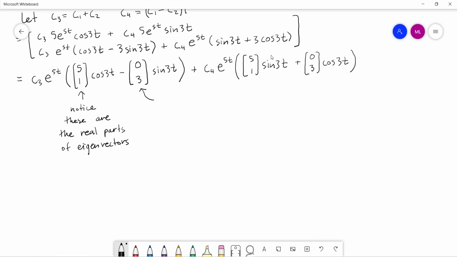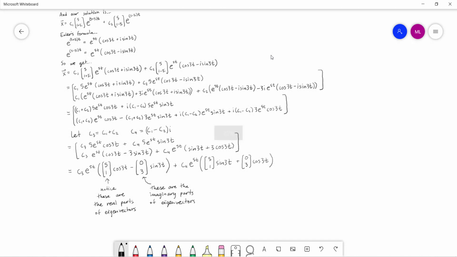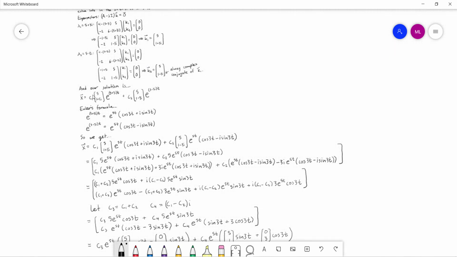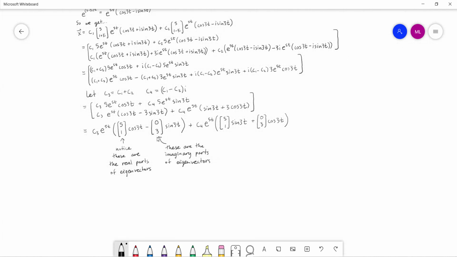And the 0, 3, these are the imaginary parts of the eigenvectors. Meaning, if I go back and compare to the original eigenvectors that we found way up here, they are, right? The real parts were 5 and 1, and then the imaginary parts were 0 and 3. And that's exactly what we got here, 5 and 1, 0 and 3.